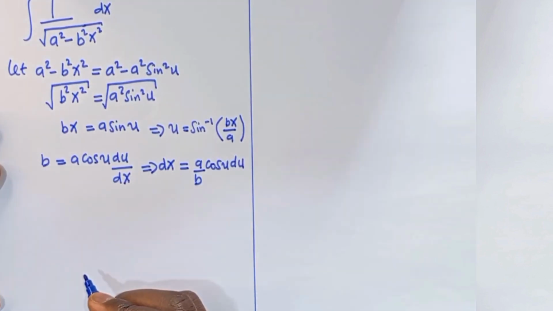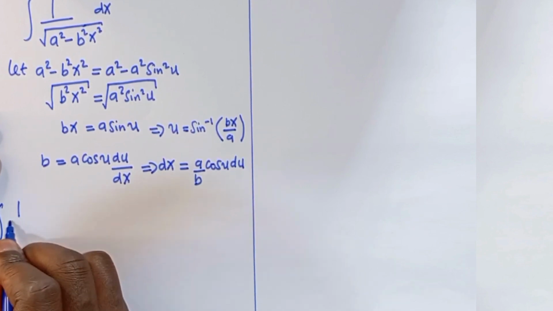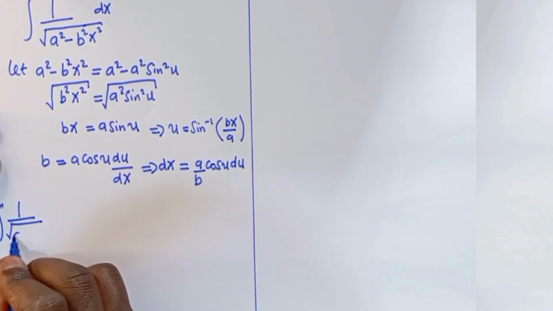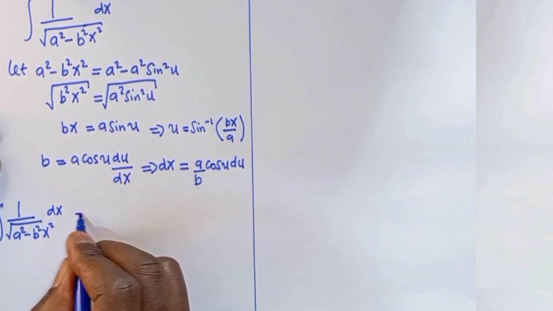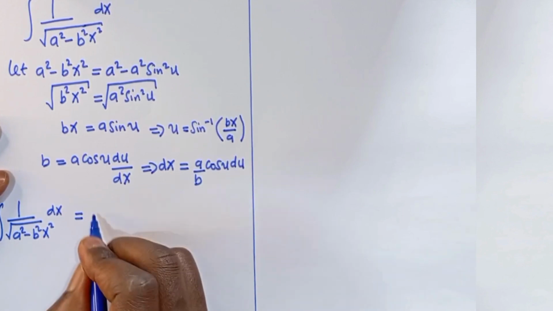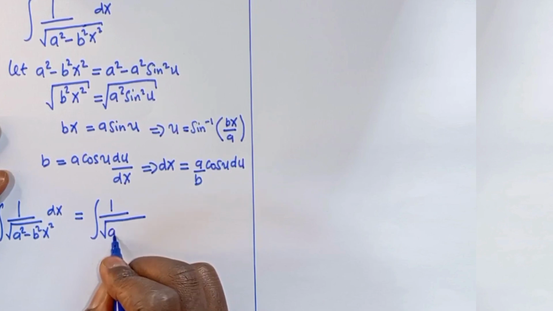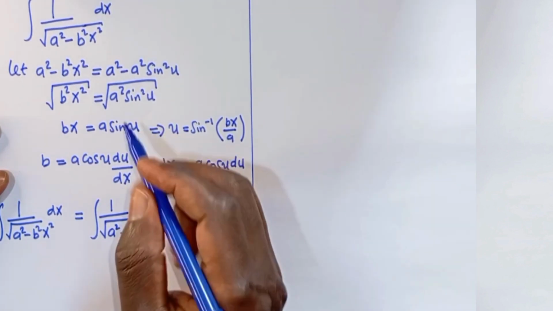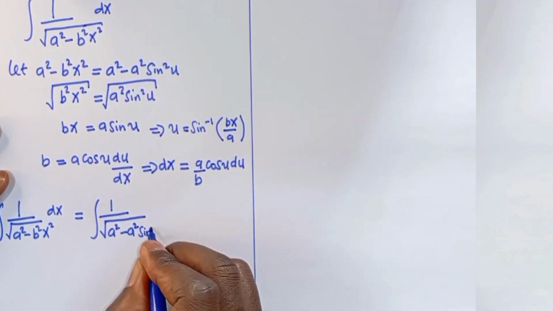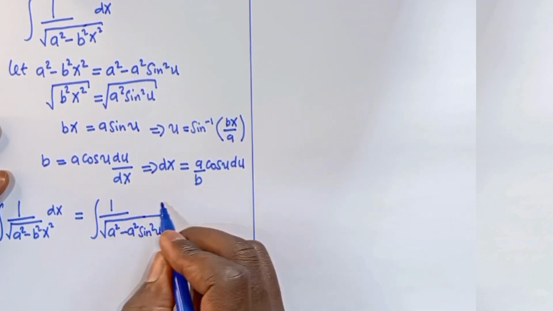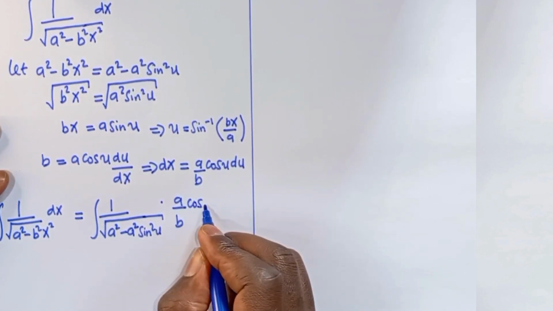Now, therefore, our integral of 1 over the square root of a squared minus b squared x squared dx is equal to, so we substitute everything necessary, 1 over the square root of a squared minus a squared sine squared u. So instead of the other one, we substitute this, a squared sine squared u. What we let is what we put back here. So we have a over b cos u du.